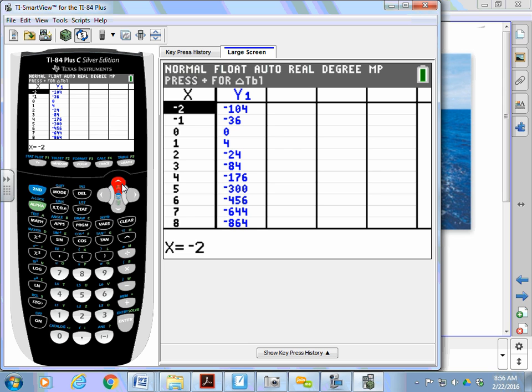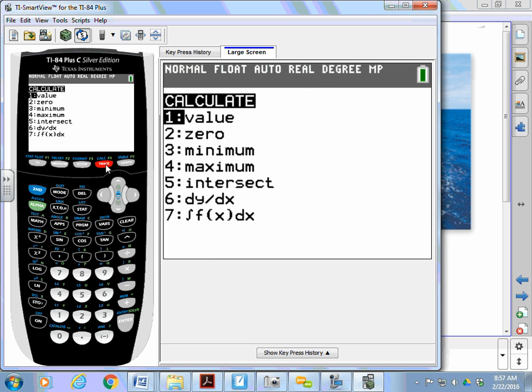So I need to try to find that. Anybody know how I can find it? All right, good. We're going to figure it out. Press second and trace on your calculator. Second and trace. And we want to find out where it hits 0, where it's equal to 0. So select number 2.